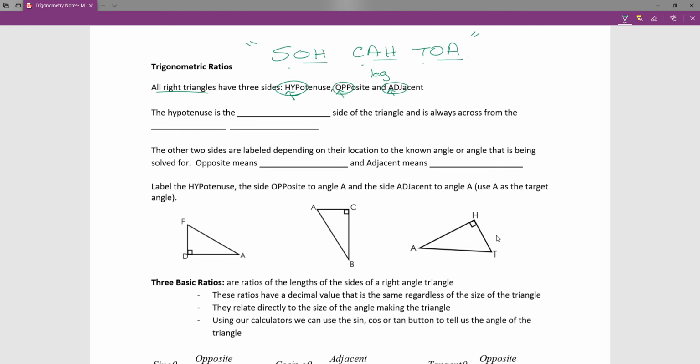So we had the three ratios, the sine, the cos, and the tan, and there is a relationship between these lengths of the sides of a triangle. So the hypotenuse is the longest side.